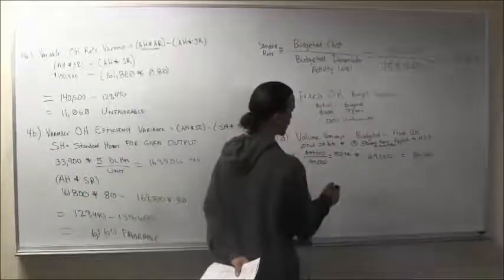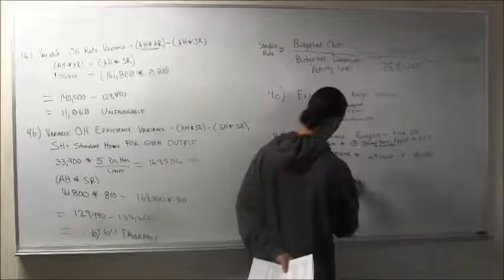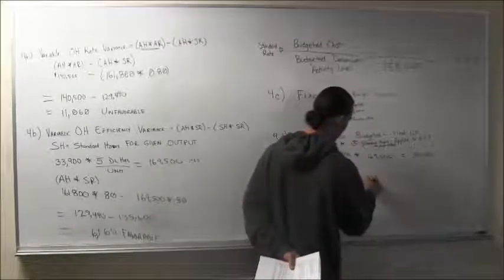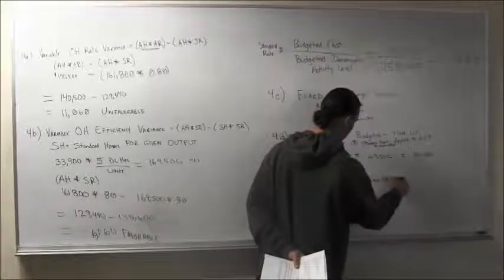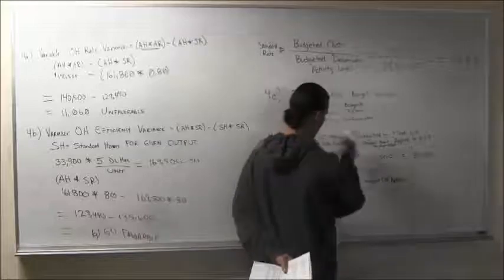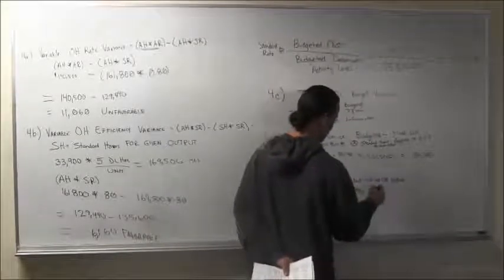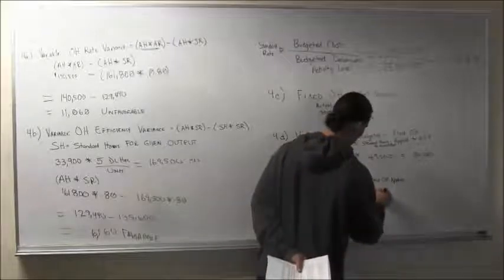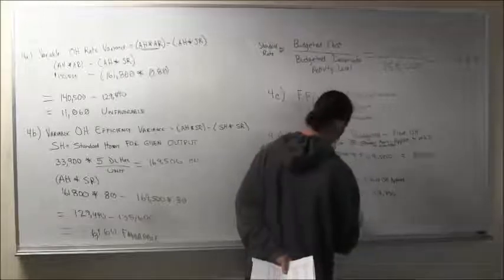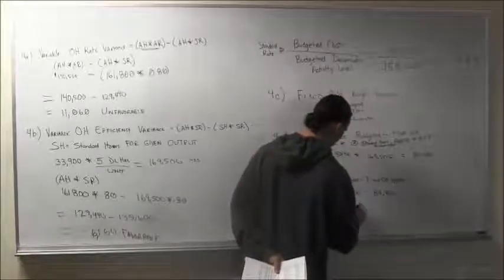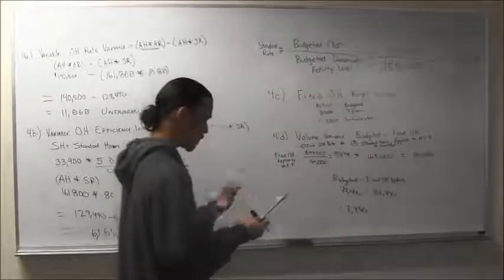So our volume variance is going to be our budgeted minus the fixed overhead applied. So this is going to be 77,000 minus 84,750. And this is 7,750 favorable.